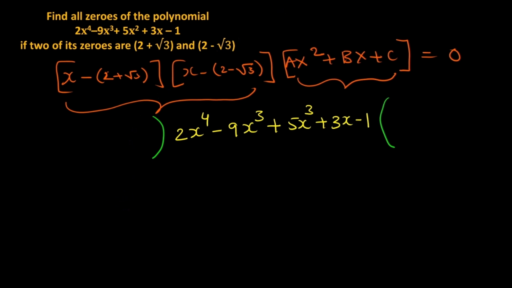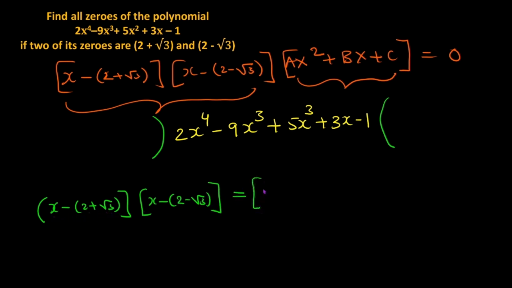Let's see how to do it. We multiply x minus 2 plus root 3 into x minus 2 minus root 3. To simplify, I'm rearranging each bracket. I take x minus 2 in one bracket, with minus root 3 in the first, and minus of minus is plus root 3 in the other.